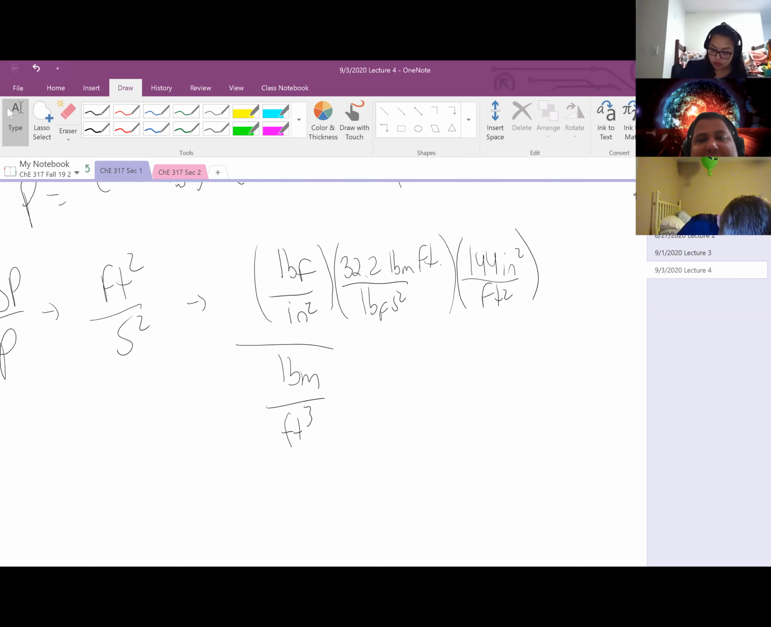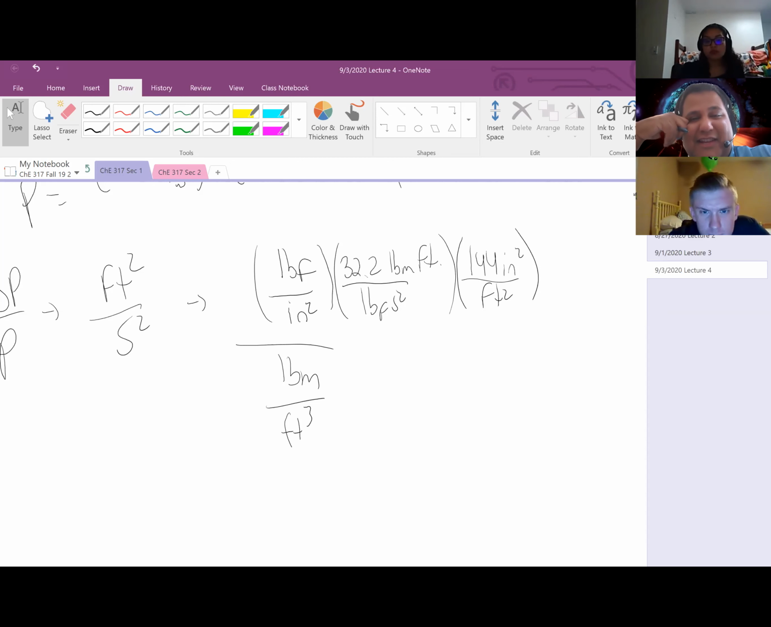Any further questions? Let me know if I'm going too fast. This is where things get lots of fun, where the units like to explode and the signs don't matter.